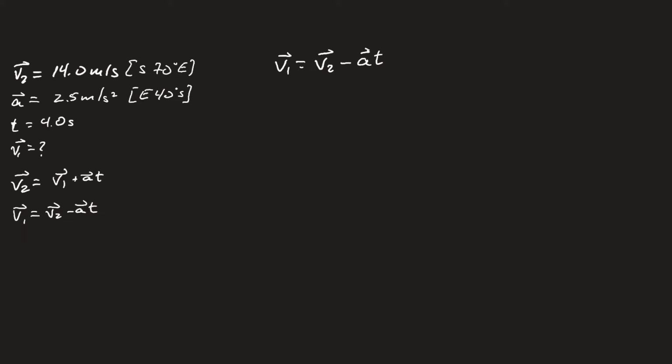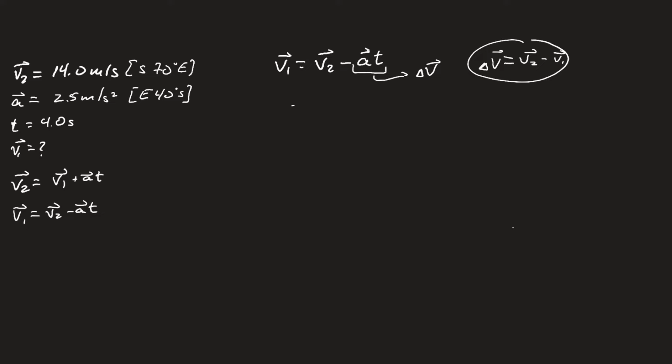So we should hopefully realize that this AT right here is actually equal to your change in velocity, right? And our change in velocity is V2 minus V1. So this is no different than just saying delta V equals V2 minus V1, which is going to help us decide what our triangle is going to look like.